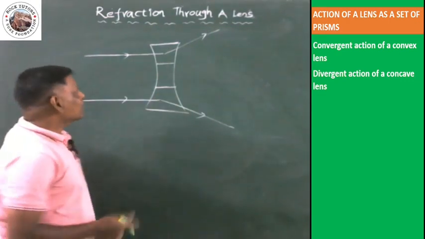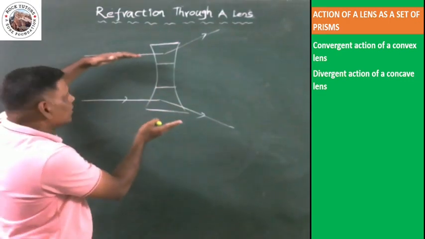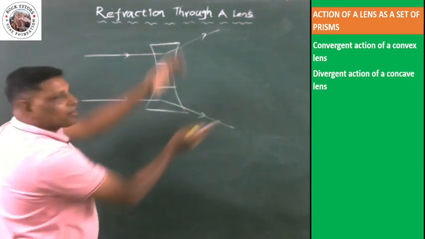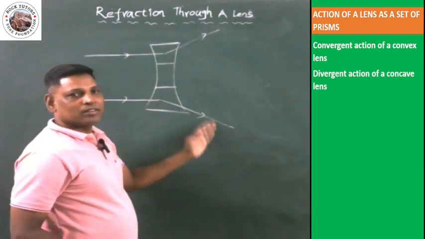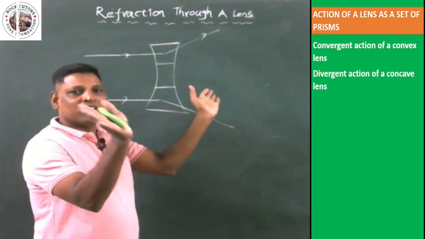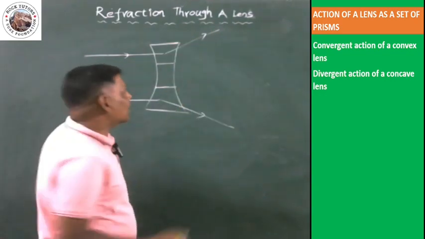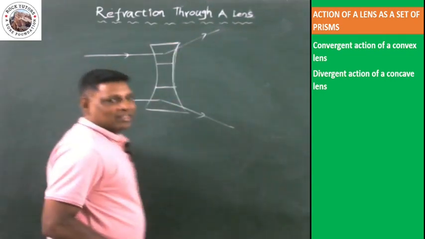Now what we observe here, in this one, after refraction, the rays are diverged. They are moving away from each other. So they are diverging. That's why this is called a diverging lens.